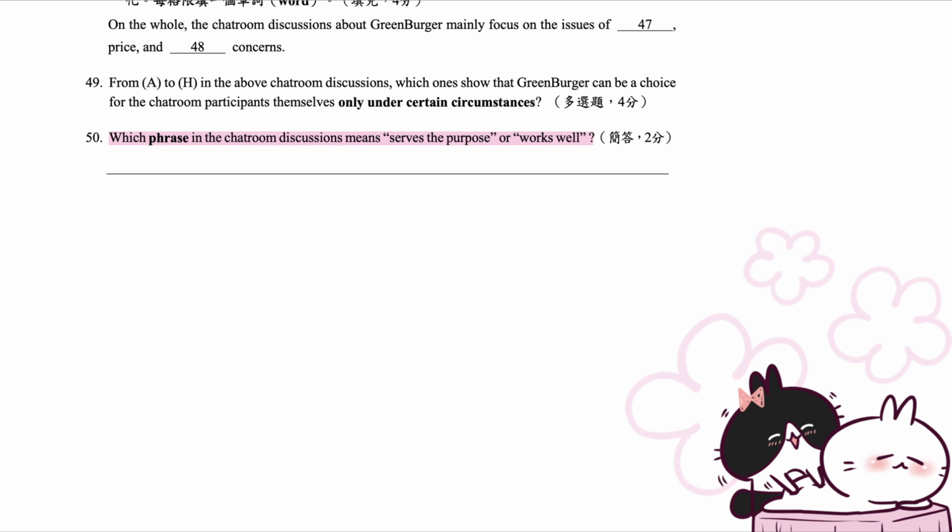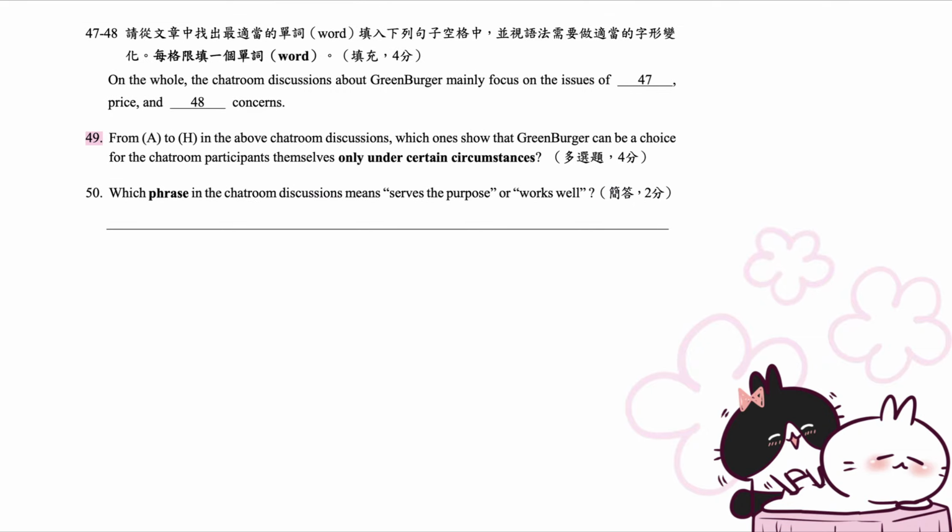50. Which phrase in the chatroom discussions means, serves the purpose, or works well? Short answer, 2 points. 49. From A to H, in the above chatroom discussions, which ones show that Green Burger can be a choice for the chatroom participants themselves only under certain circumstances? Multiple response question, 4 points.